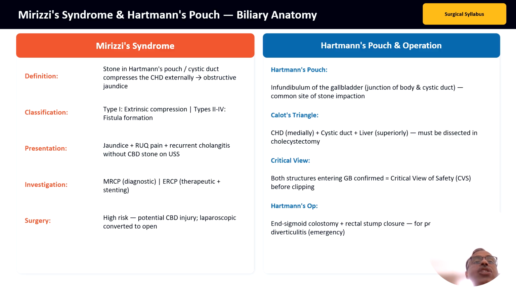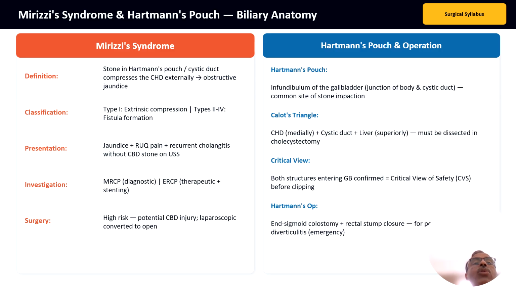And this stone in the Hartmann's pouch at the junction of the body and the cystic duct can compress the common hepatic duct externally, leading to obstructive jaundice. And this is Mirizzi syndrome. There are different types of Mirizzi syndrome, which we will discuss subsequently in a different video presentation. But type 1 has extrinsic compression only, and types 2 to 4 also have associated fistula formation.